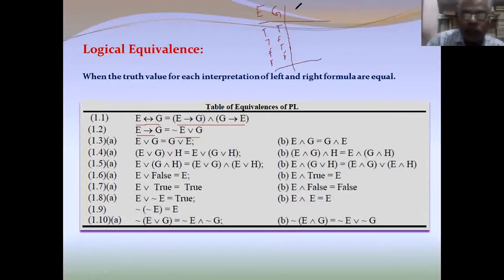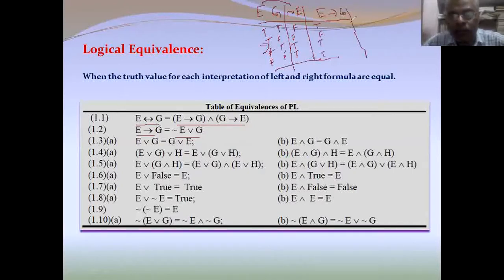And you know not E will be the reverse of this E. It is false, false, true, true. And E implies G is the left hand side, where E is hypothesis and G is consequence. You know, when a hypothesis is true and consequence is false, then it is false. In the second row, it is false, and in all other cases it is true.